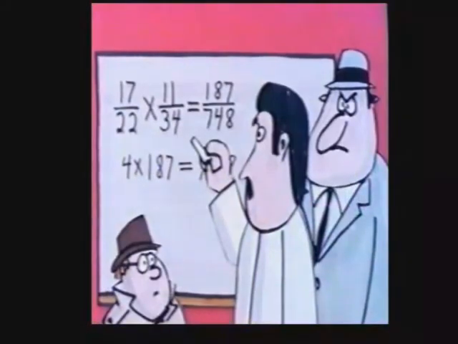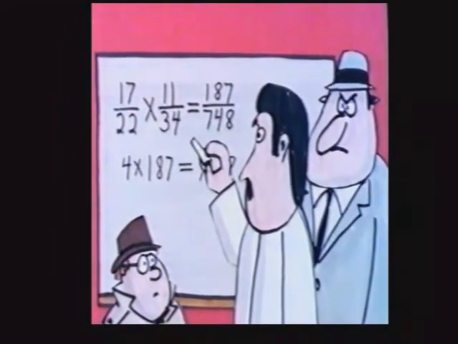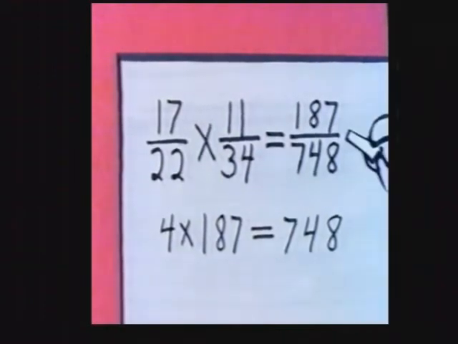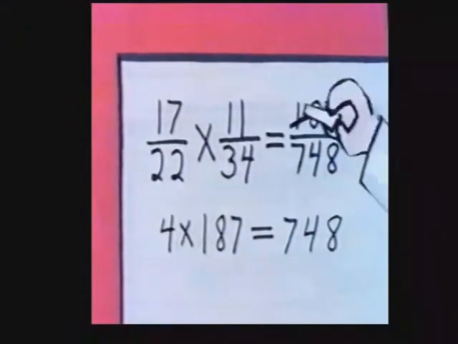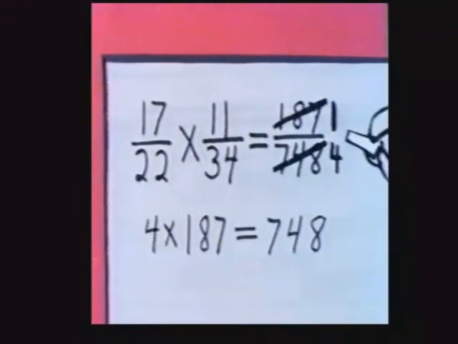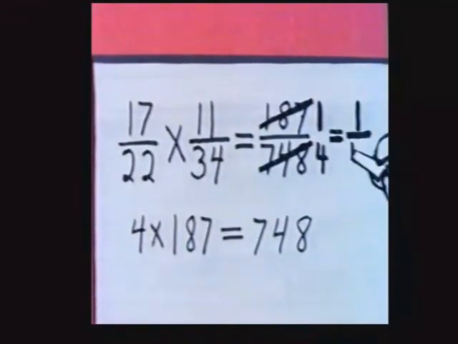Aha! I've got it. 187 divides both 187 and 748, since 4 times 187 equals 748. So, 187 divided by 187 is 1. 748 divided by 187 is 4, and the answer is 1/4.